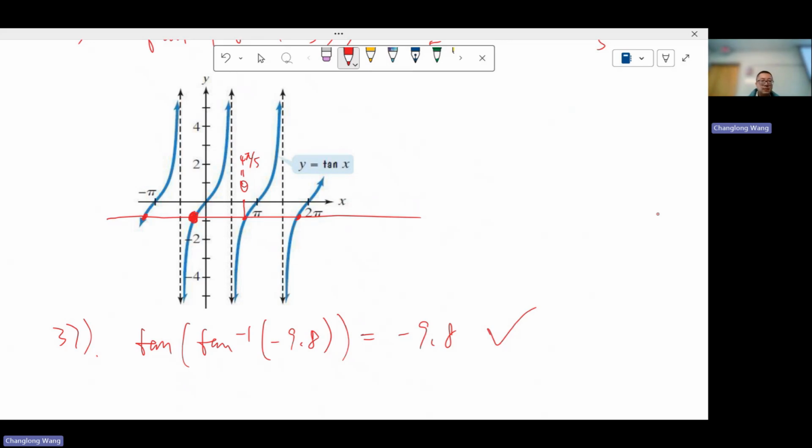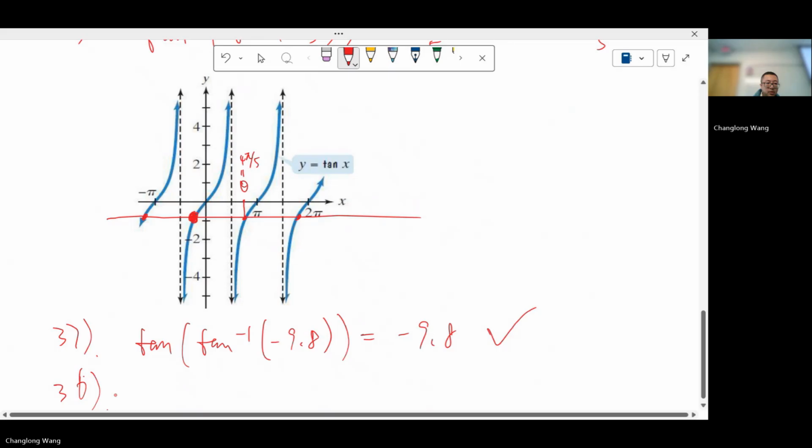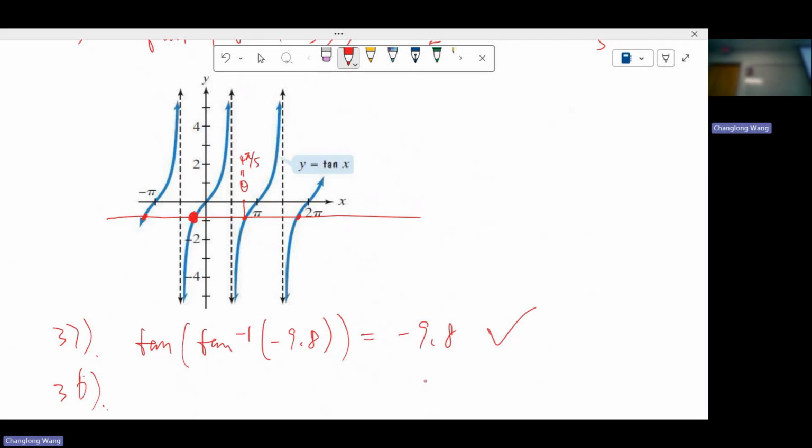Well, let's take a look at 36. Yeah, Reese. Right, but can you explain why the tangent inverse on the inside doesn't matter at all? Again, you can ask yourself the same question. Does that negative 9.8 fall into the domain of tangent inverse? Yes, because the domain of tangent inverse is the range of tangent, which is all real numbers. So that means this number is fine.